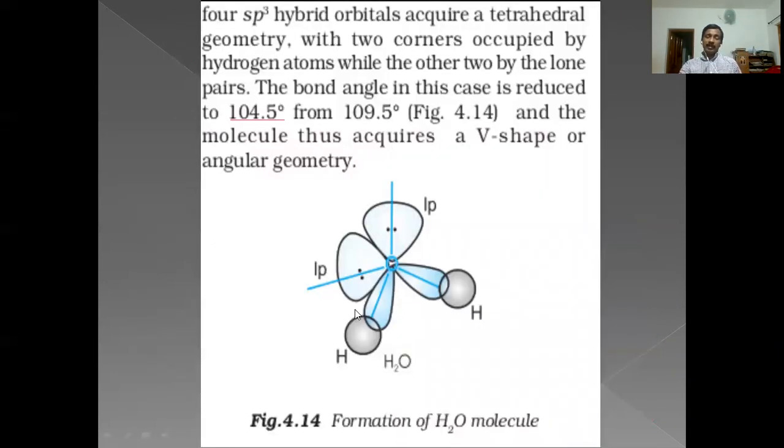So here you can see this sp3 hybrid orbital overlap with the 1s orbital of hydrogen to form a sigma bond. Another sp3 hybrid orbital overlaps with the 1s orbital of hydrogen to form another sigma bond, only two bonds. Here there are paired electrons, so this sp3 hybrid orbital cannot overlap with any other orbital. This one also cannot overlap with any other orbital, so it is carrying paired electrons. So here it has a bent structure.